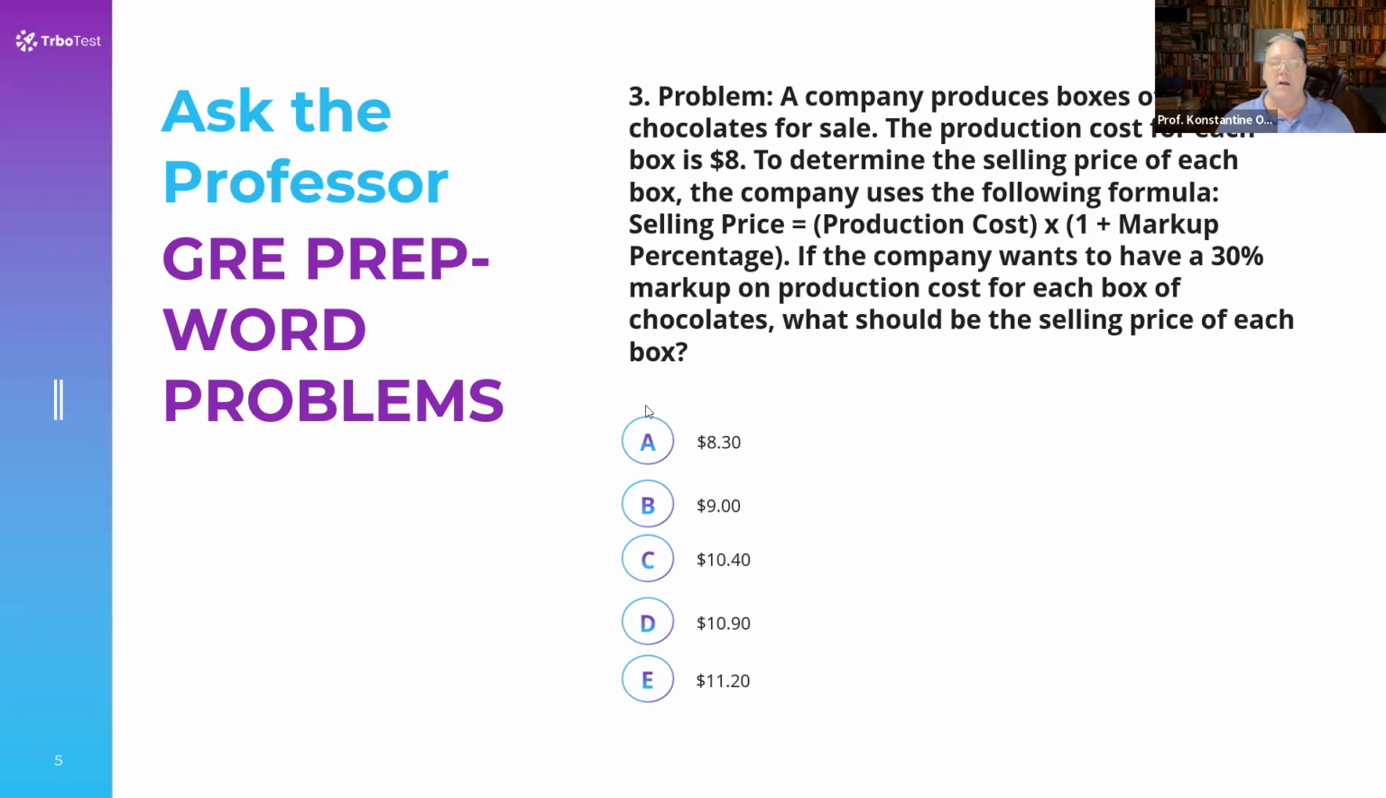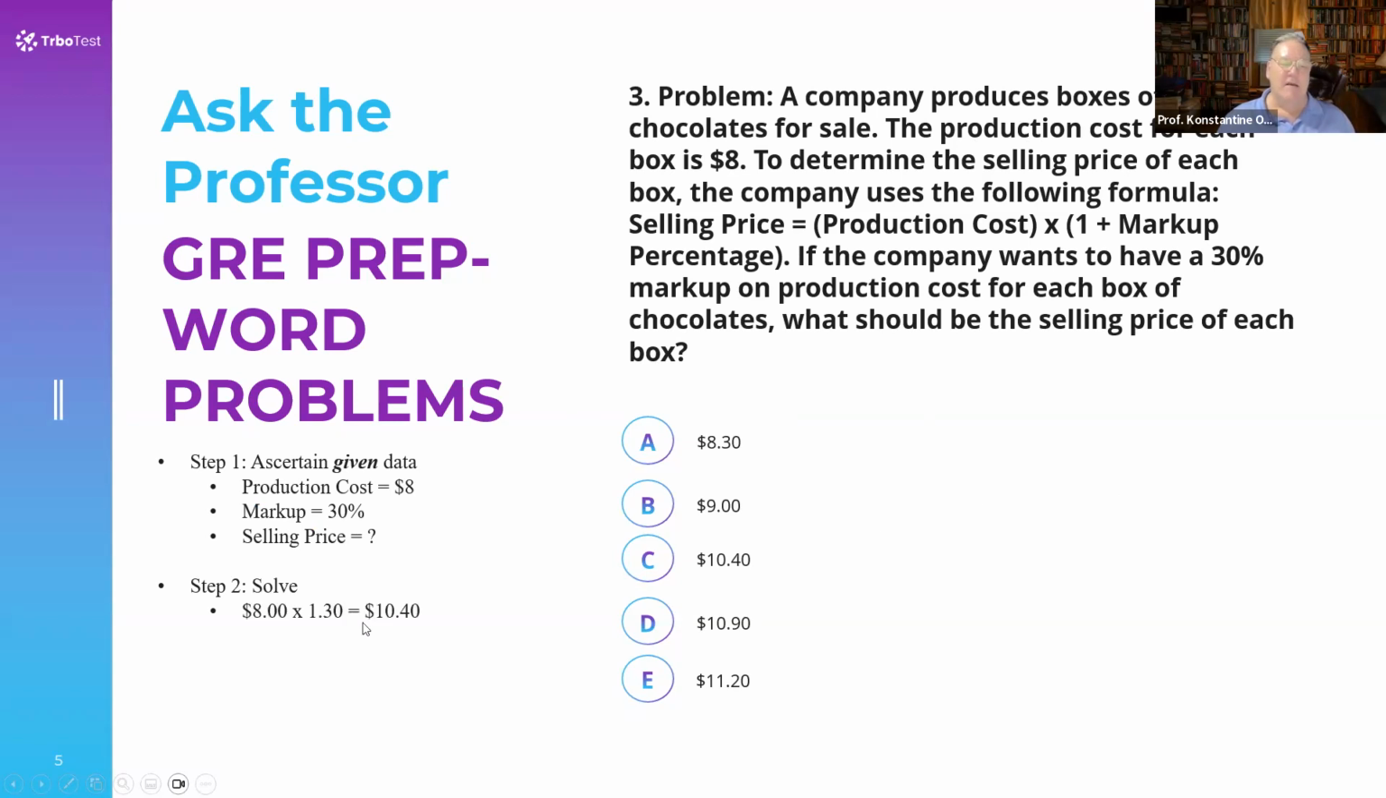Okay. We look, and of course, we see again the circles around our answer choices. We immediately know that only one of these answers can be correct. So let's ascertain the data they actually gave us. The first thing we know is that the production cost is $8. The markup is 30%. What is the selling price? Let's solve it. $8 times 1.30 equals $10.40. So our selling price should be $10.40.